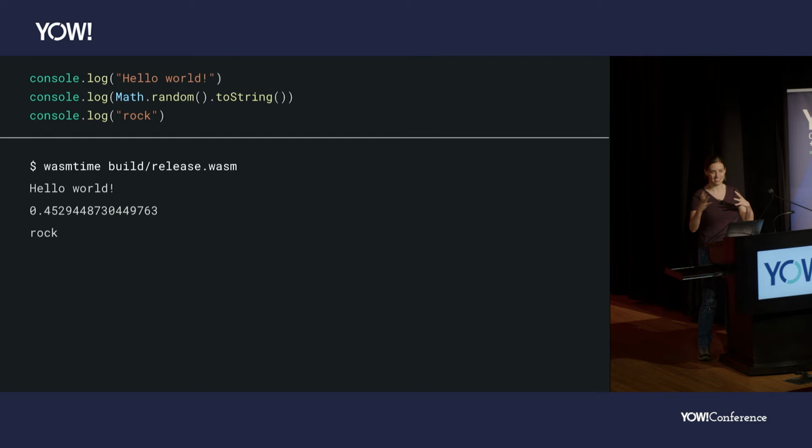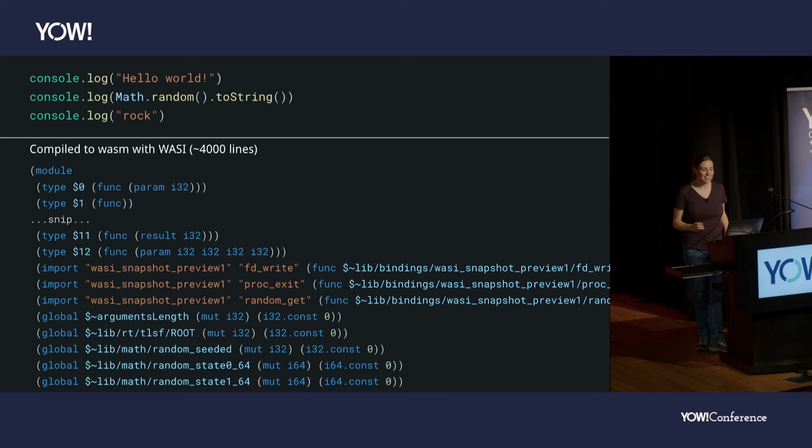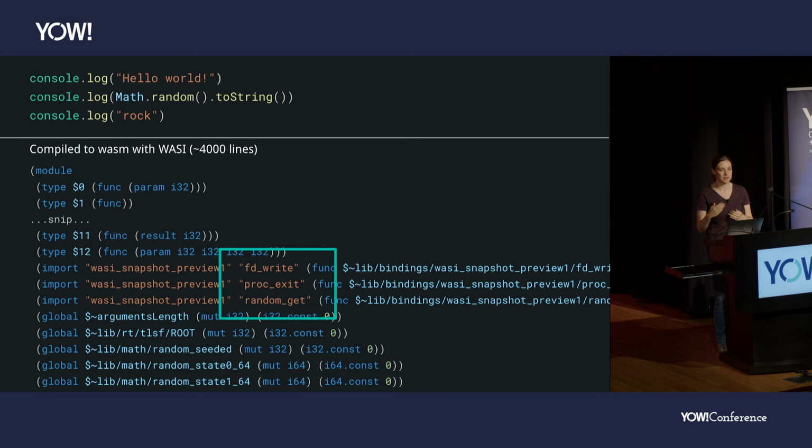So how does that work? When I compile this three-line AssemblyScript program, I get 4,000 lines of WebAssembly. But ultimately, it is using the WASI import functions in order to be able to do things sort of outside of the process. So fd_write is file descriptor write. It is writing to the standard out file descriptor to be able to print things to the console. It has proc_exit for when it's finished, to return a value. And it's able to get random numbers.